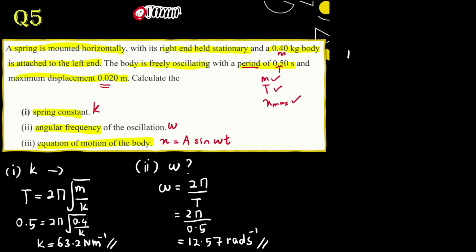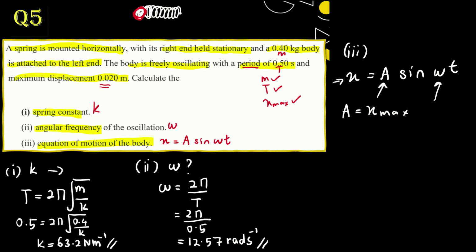And the last one, the third question, we're going to write down the equation of motion. So x is equal to A sine omega t. Make sure for this kind of question, we only substitute the value of A and also omega. It has been mentioned in the question that the maximum displacement is known as amplitude, so it is equal to 0.02 meter. And omega, we have found it from the previous question, 12.57 radian per second.